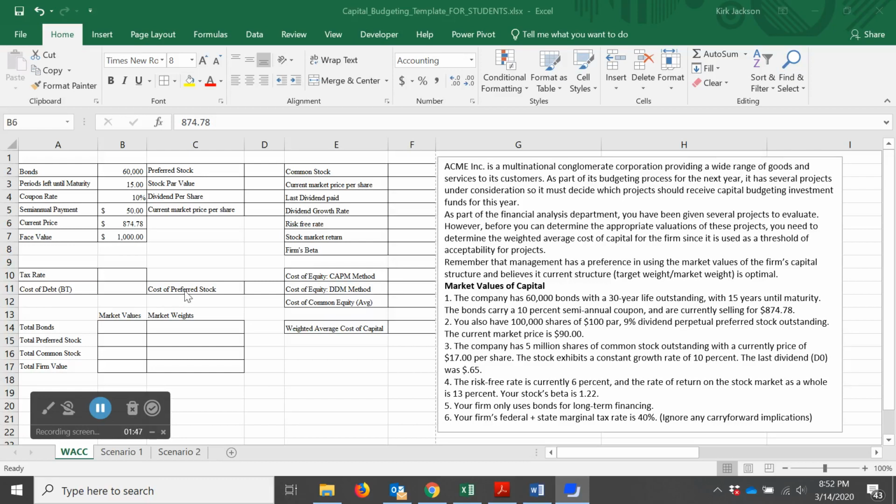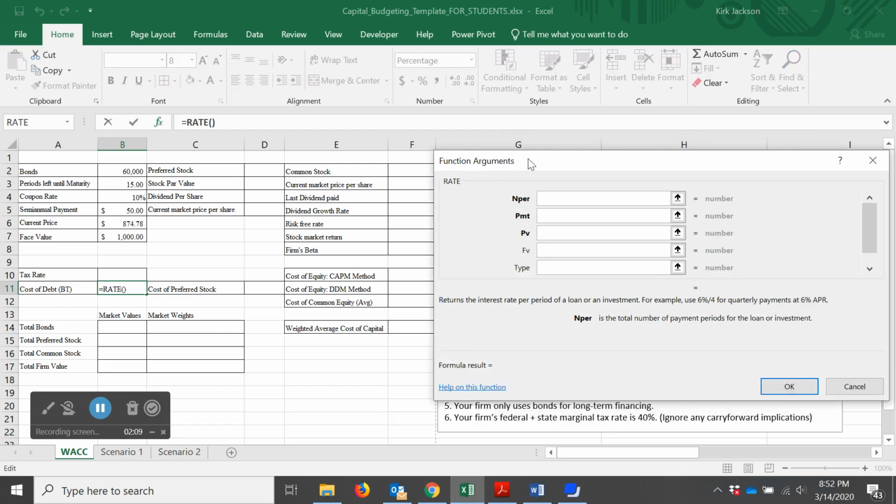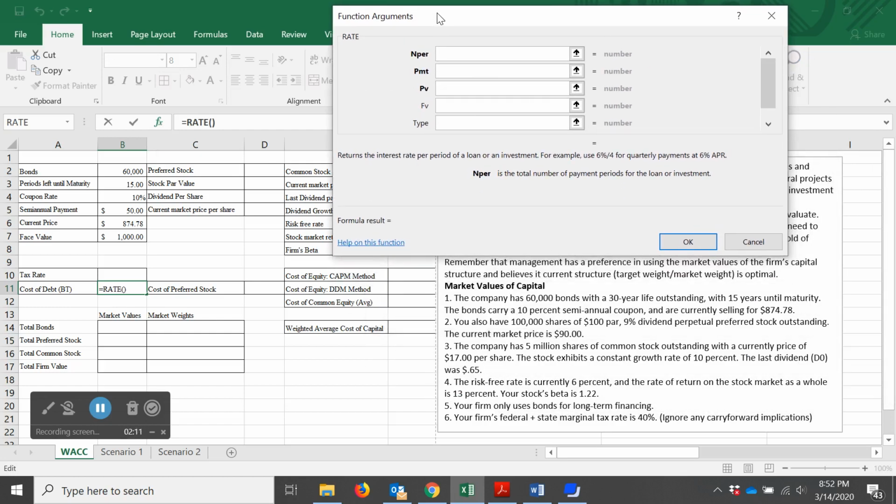Once we have this information, we can calculate the cost of debt. The cost of debt is the rate calculation. In Excel, we can use the rate function, or if you're new to Excel, you can go to the insert function button. You can type in rate. It just happens to be right there, and it gives you this dialog box. And so we see here we have some information that's provided. N is the number of periods.